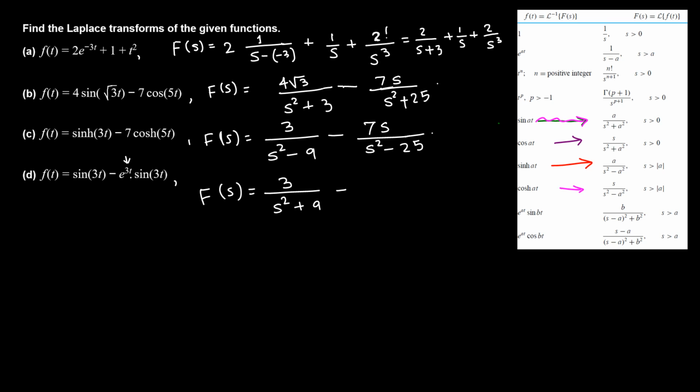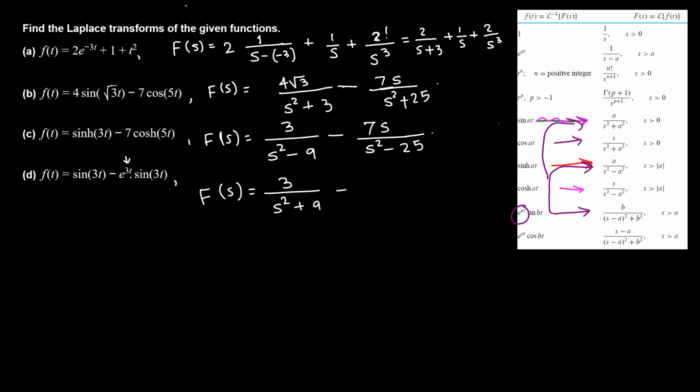You can look at the table directly here and you will see the same thing. If you compare with sine at here, a over s squared plus a squared, but when you have an exponential function, s is now s minus a. I meant sine here. This is the s squared plus a squared.